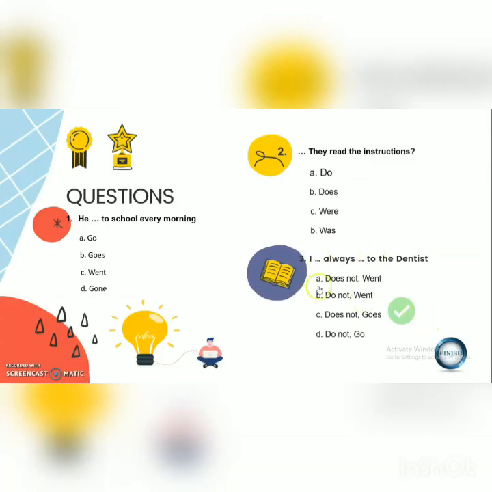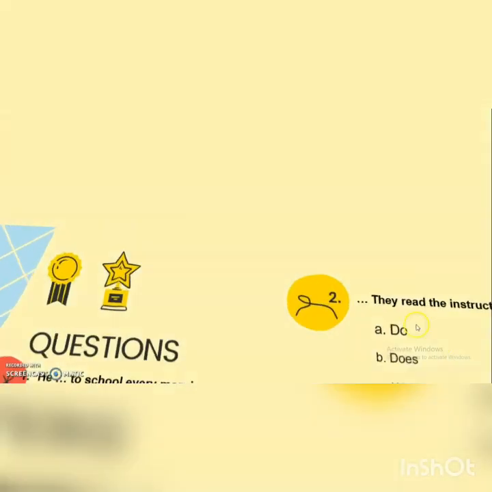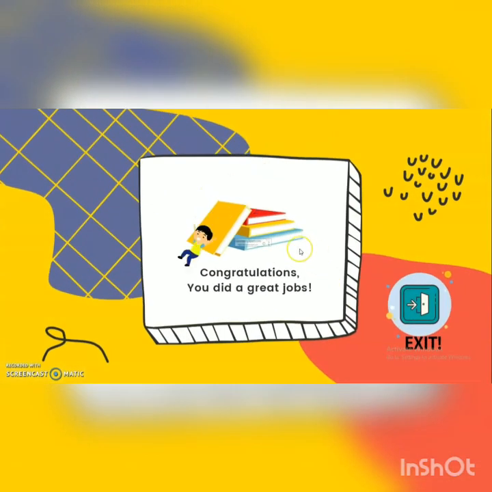So we know our capability of getting information about the simple present tense. So let's finish the quiz. Congratulations, you did a great job.